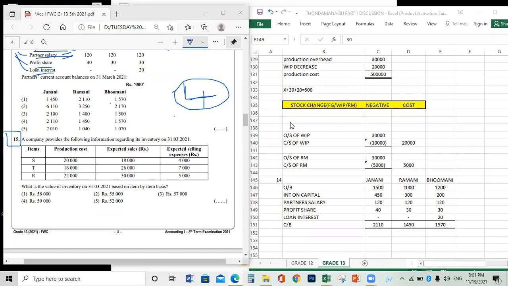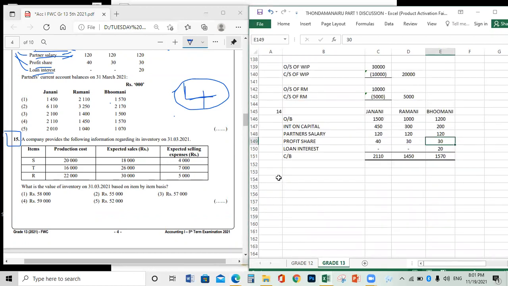So LKS 2 says inventory shall be measured at the lower of cost and NRV. That means you will always compare the cost with NRV, and whichever is lower, that value only you will record as your inventory under current asset.